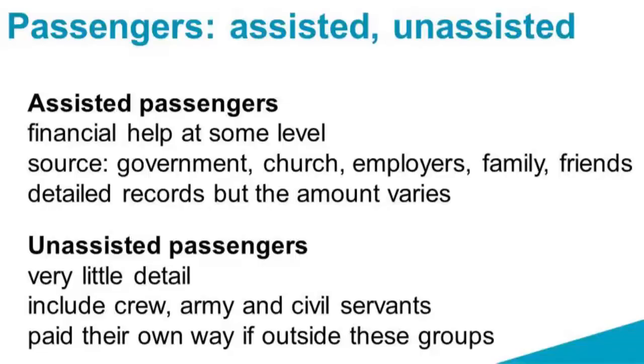So passengers, you get your assisted and your unassisted. Assisted are the ones that have financial help at some level. There also might be remittance passengers, which is the same thing. They're getting help through the government, church, employers might be paying for them to come over, family and friends might be paying for them to come over, and these can be detailed, but the amount of information on them varies.